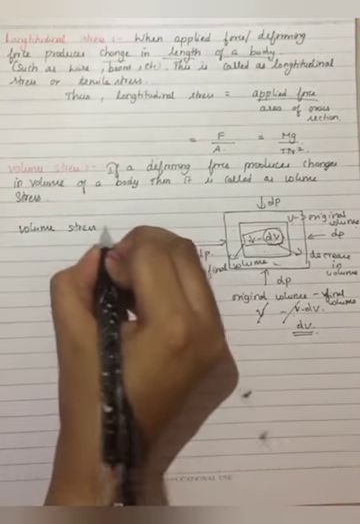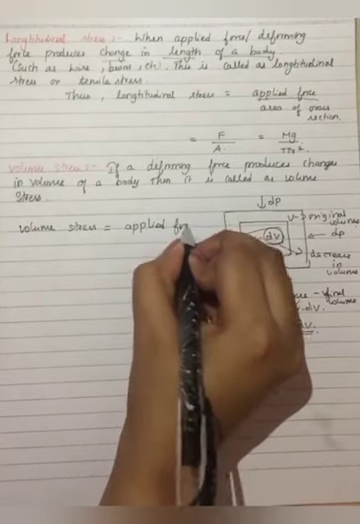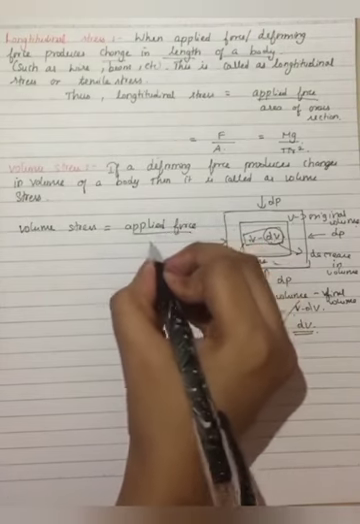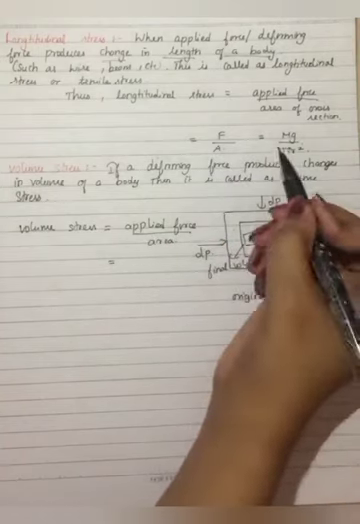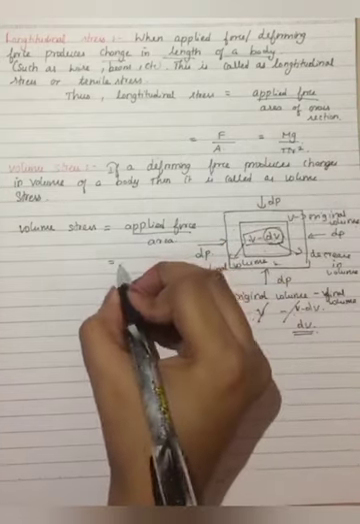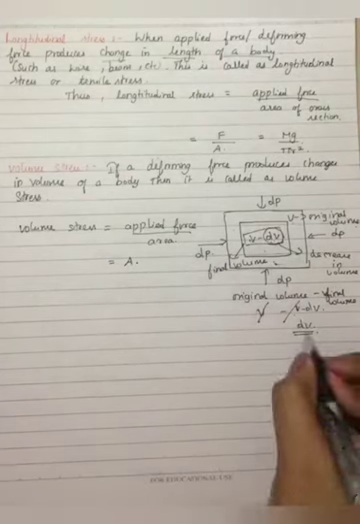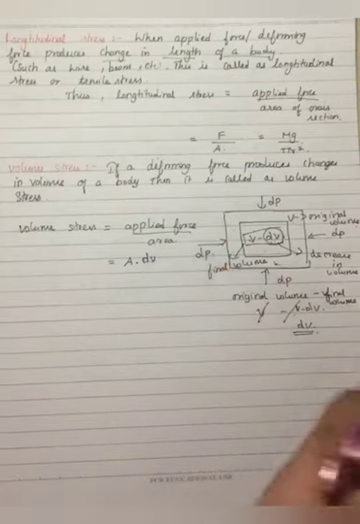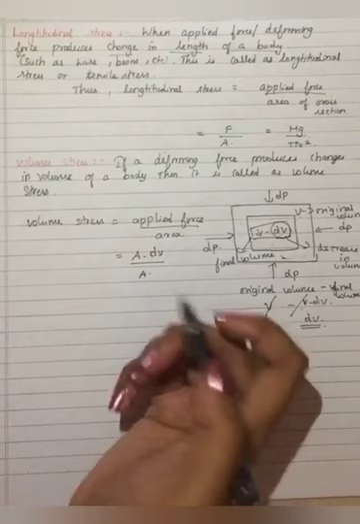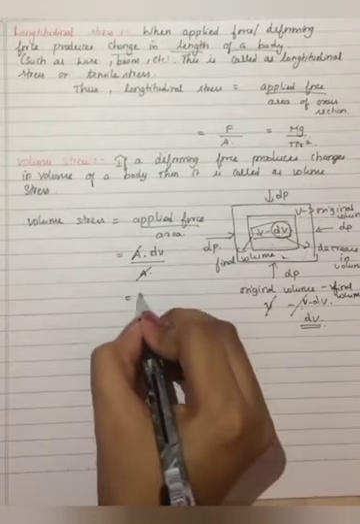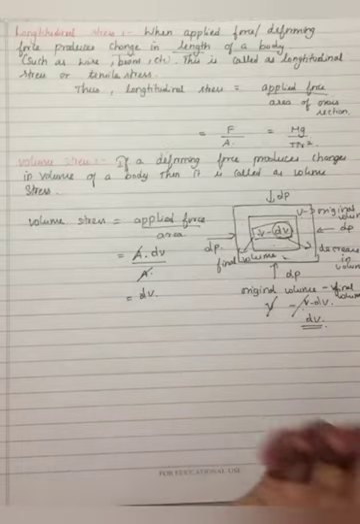So volume stress is equal to applied force upon area. Applied force we studied here, that is dV, and area is A, already we knew it. Now this A and A get cancelled, that is dV. This is the derivation of volume stress.